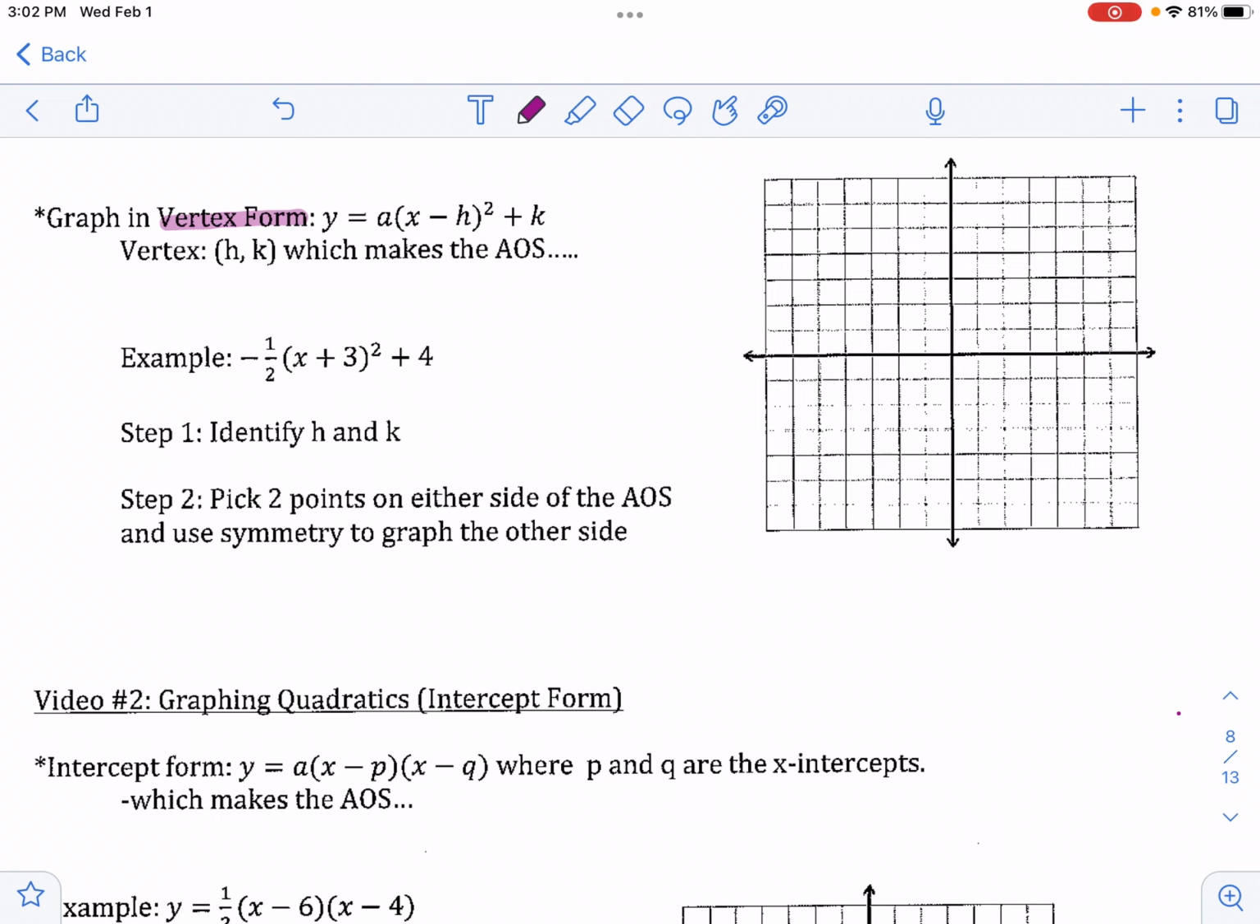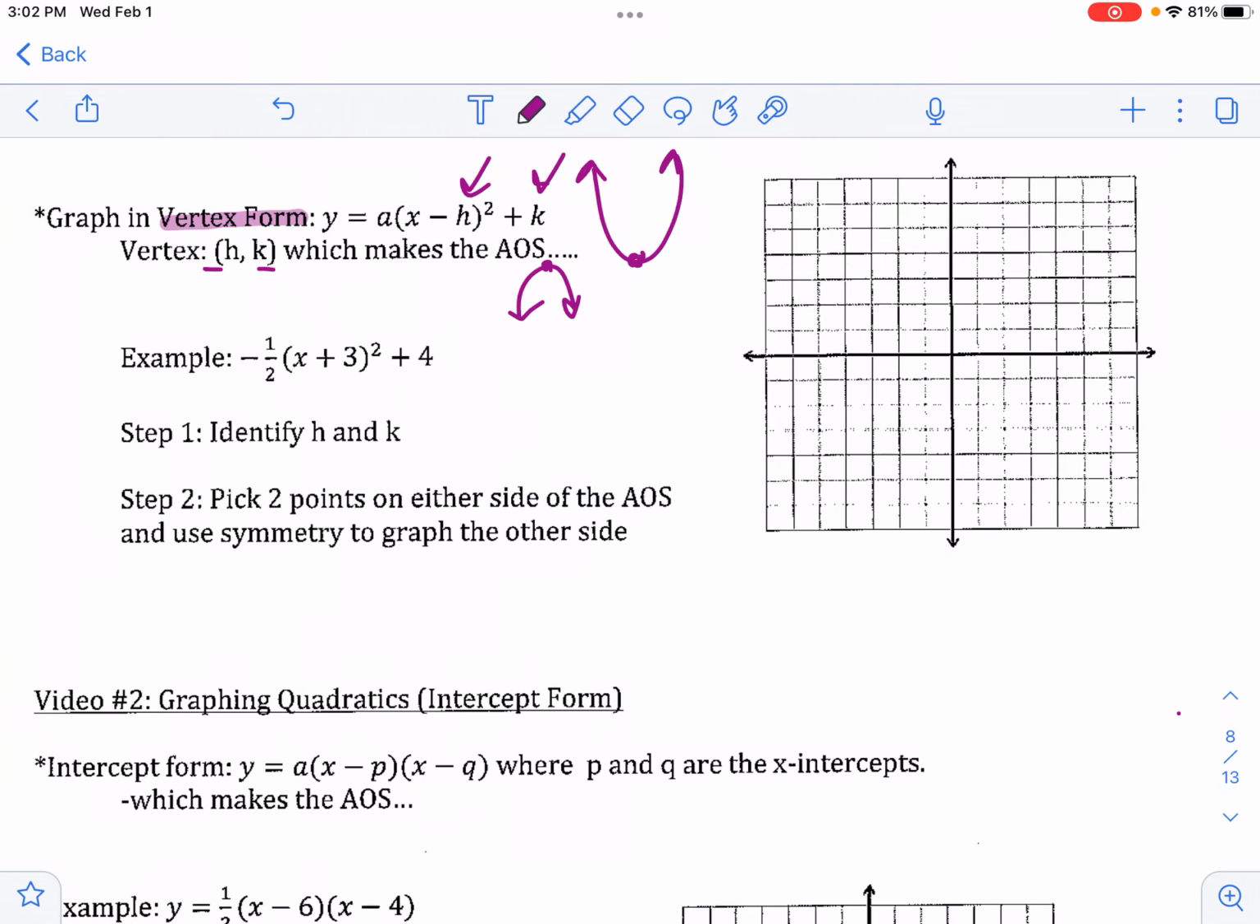All right, so our vertex is hanging out at (h, k). So remember that vertex is either our lowest point or our highest point. All right, so notice here it's x minus h, so we would have to change the sign on h to find our regular old h, and then k is being added onto the end.